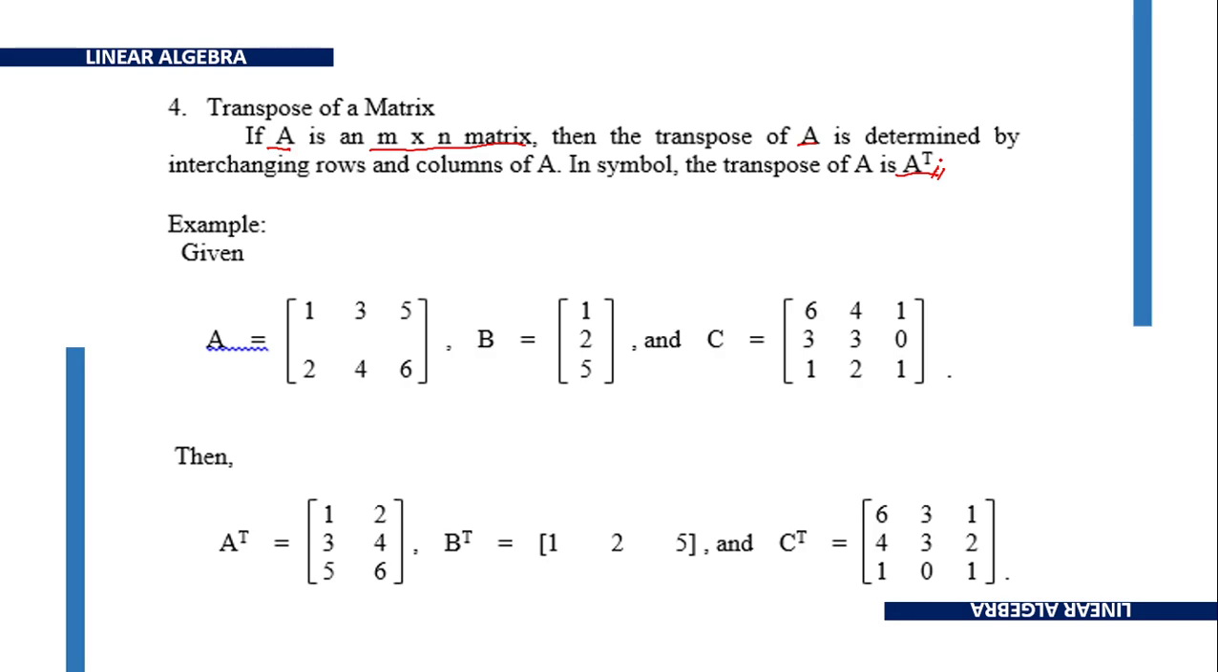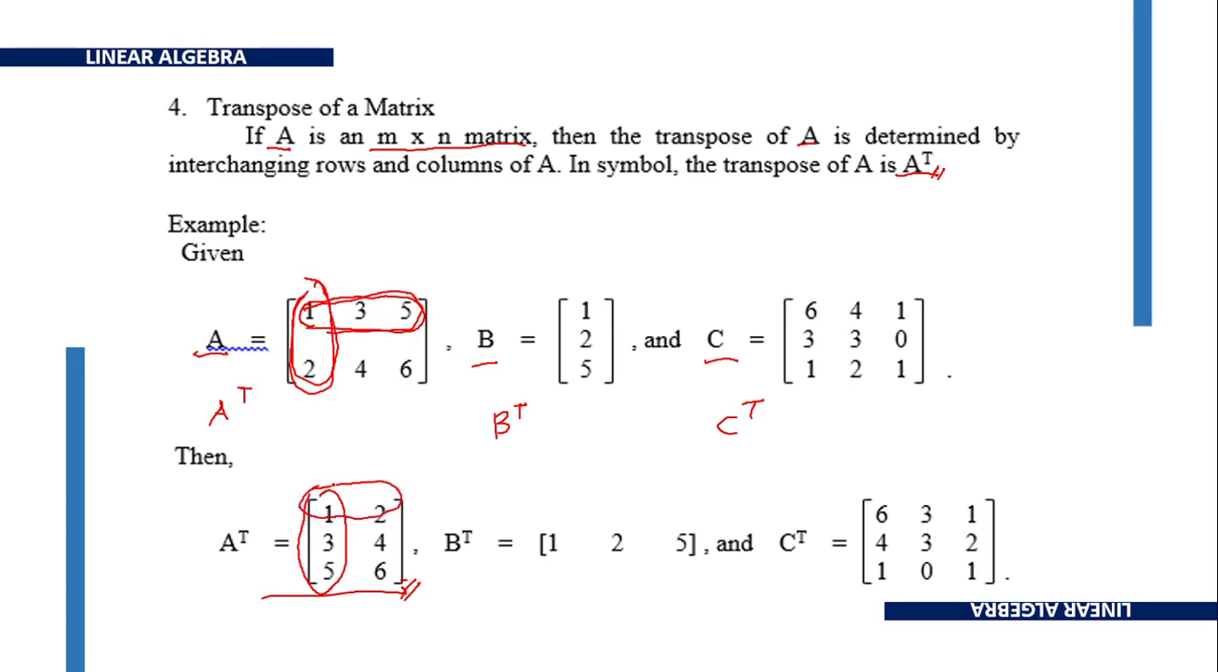Okay? So for example, we have this matrix A, B, and C, and we need to find its transpose. So we have to find A transpose, B transpose, and C transpose. So for A transpose, para mahanap natin siya, we just need to make this row as its column, and itong kanyang mga column naman ay yung magiging row. So mapapansin nyo, yung row niya naging column na dito, and yung kanyang column naman is naging row. We just need to interchange the rows and column.